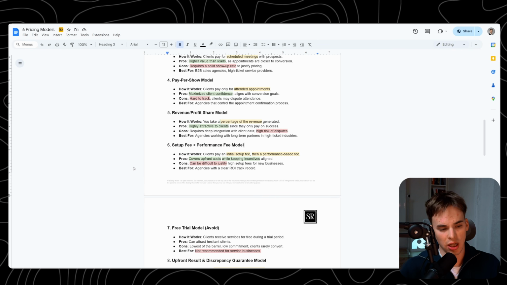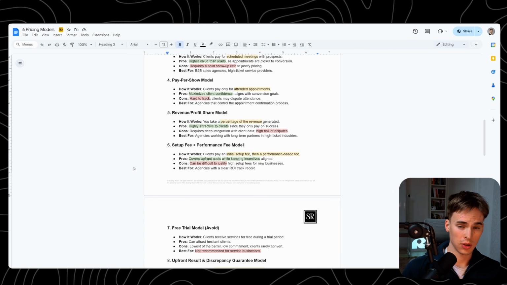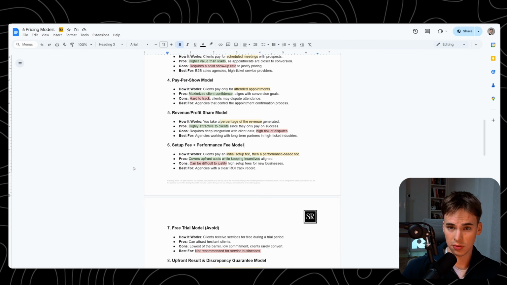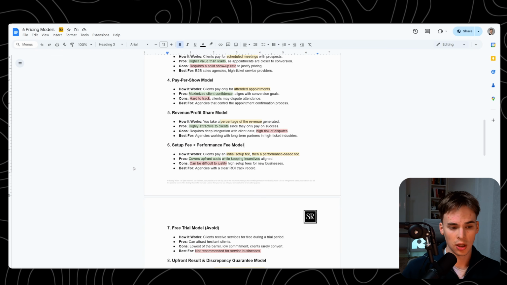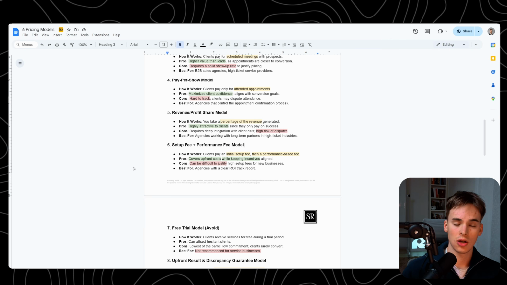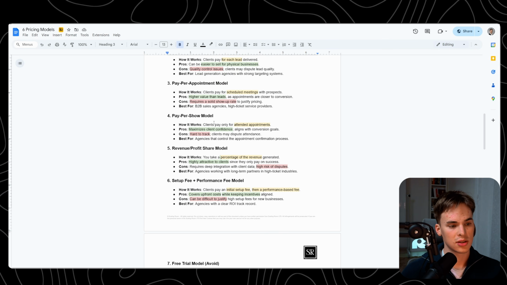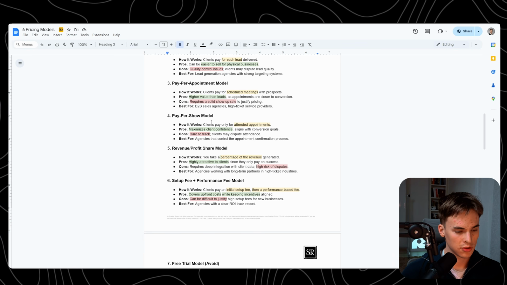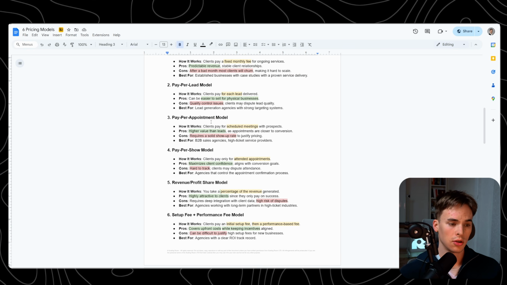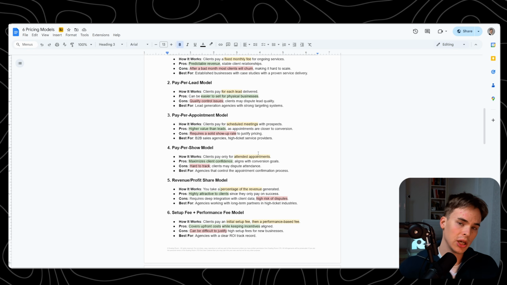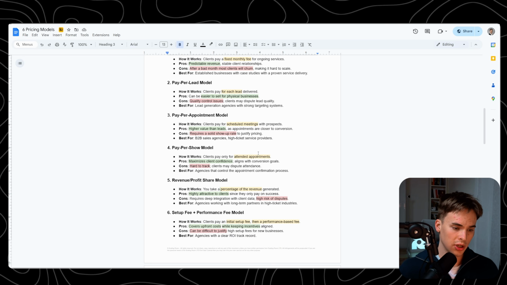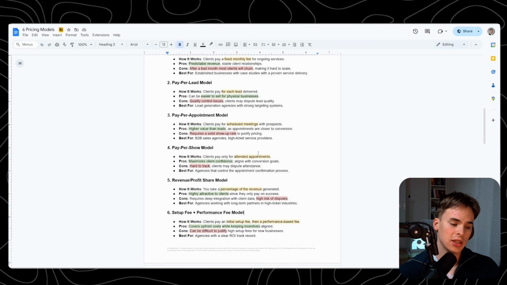How it works is the client pays you an initial setup fee for the service. So whether you're doing cold email for them, whether you're doing ads for them, you charge them $3K, and then a performance fee. You could decide if it's a pay per lead, you could decide if it's a revenue split model, whatever it is that you want to go with. The point is they pay for the infrastructure ahead of time, and then for the leads that you generate.